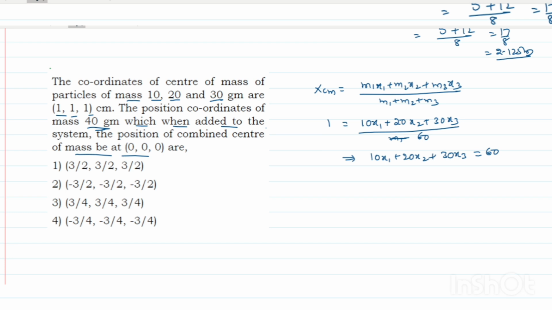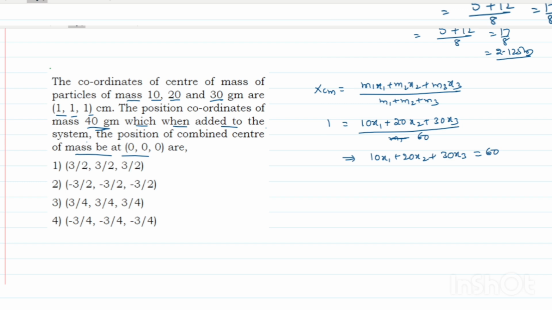Now let us see the second scenario. The position coordinates of the 40 gram mass, which when added to the system, the position of the combined center of mass will be at 0, 0, 0. That's the question they're asking.